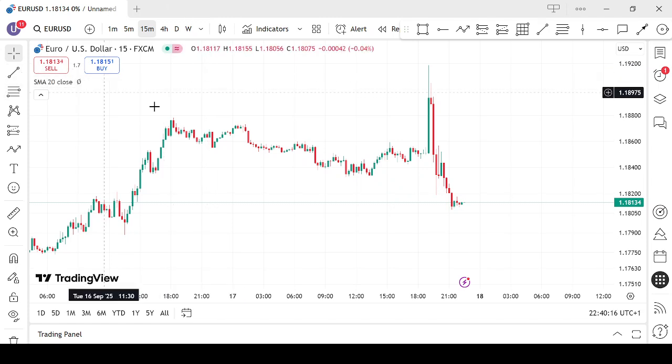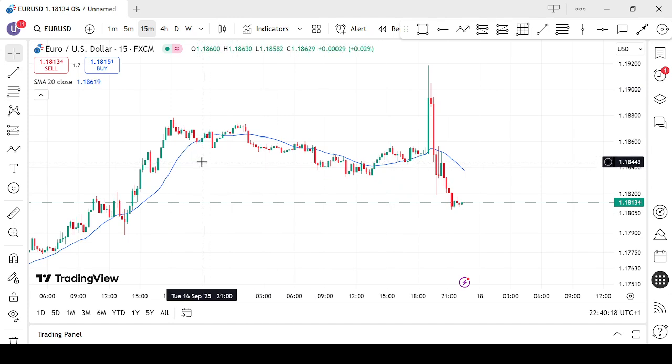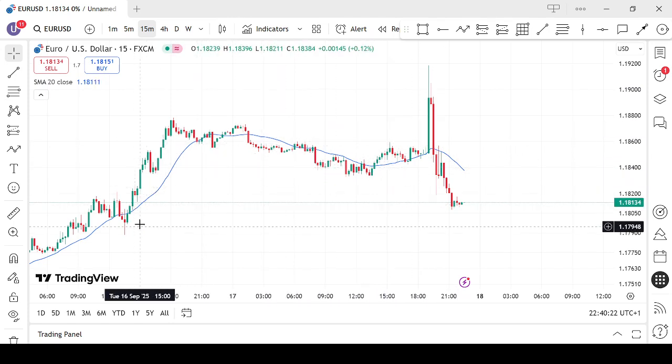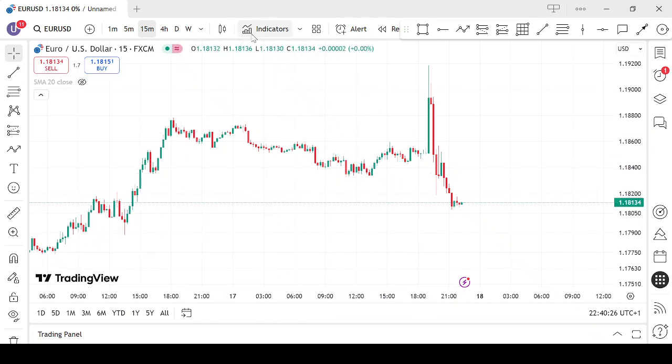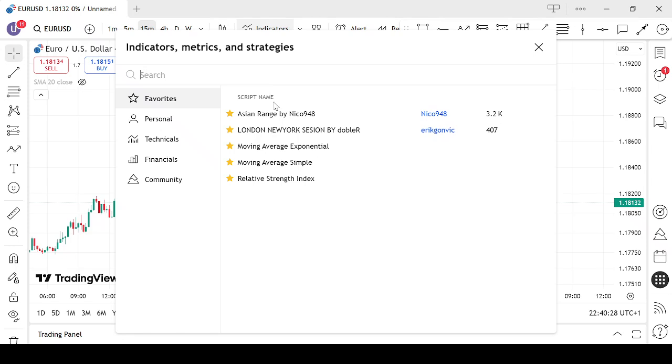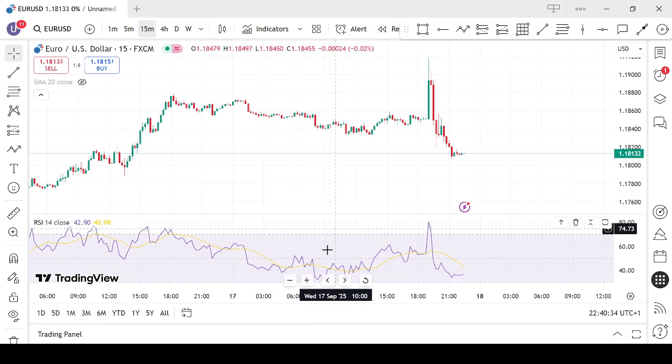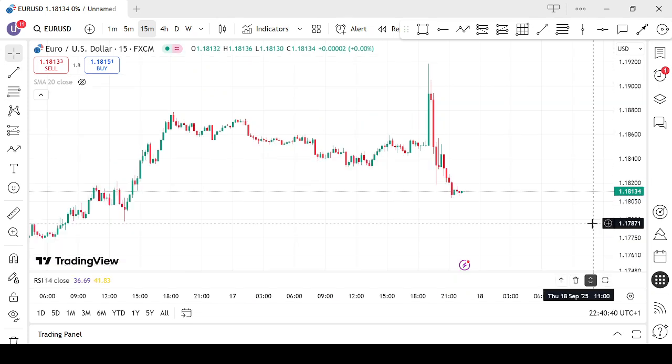You can see this is the moving average, and the moving average simply smoothens out price trend, meaning it shows the direction in which price moves. While the RSI, which is the relative strength index, measures the speed and magnitude of recent prices.